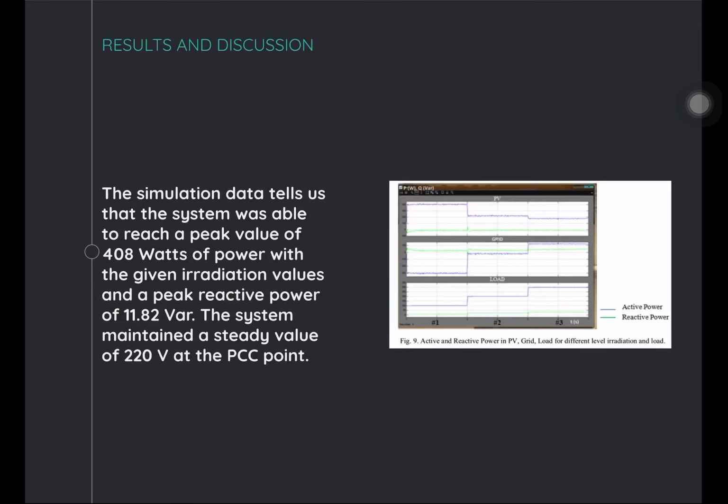So in Figure 9, we see the active and reactive power at the different irradiation levels. And the simulation data tells us that the system was able to reach a peak value of 408 watts of power with the given irradiation values and a peak reactive power of 11.82 var. And the system maintained a steady value of 220 volts at the PCC point, or point of common coupling, which is a point in the network that is electrically nearest to the particular load.